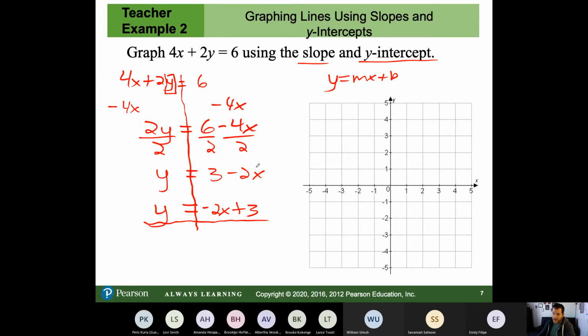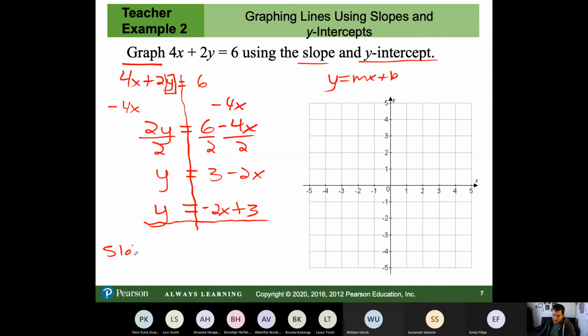Okay? So again, why I did that is that you might be able to look at this and see that your y-intercept is 3 and your slope is negative 2. I can't. I need it to be in this y equals mx plus b form. I'm able to see it better. I understand it better, right? Okay, so now it says to graph it.